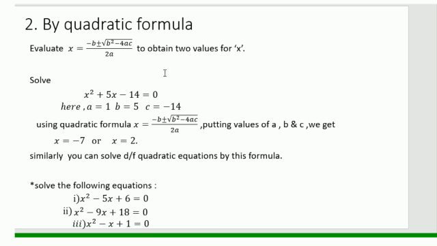For example, again we focus on x square plus 5x minus 14 equal to 0, and compare it with the general equation ax square plus bx plus c equal to 0. After comparing, we get a equal to 1, b equal to 5, c equal to minus 14. Using the quadratic formula, x equal to minus b plus minus radical b square minus 4ac over 2a, and putting in the values of a, b, c, after simplification we get two values: x equal to minus 7 and x equal to 2.